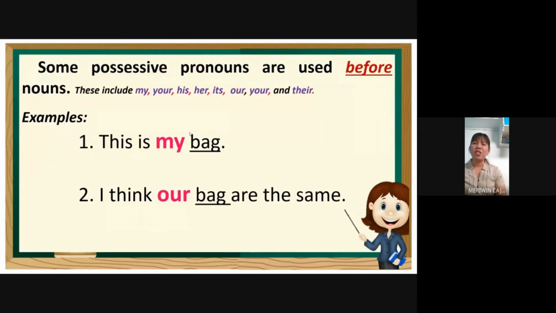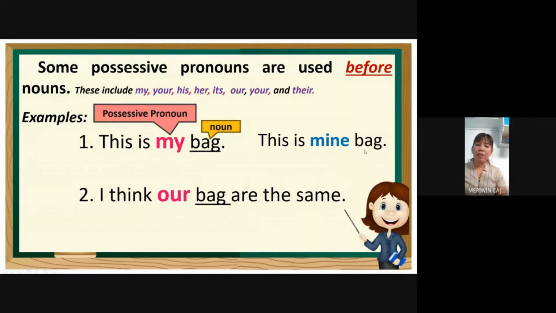Okay, for you to understand it well, I have your examples. Example number one. This is my bag. The possessive pronoun there is my, right? And then bag is a noun. Okay? So, therefore, we use my as our possessive pronoun because after that is a noun. This is mine bag. Do you think this is correct? Use the chat box. Not correct. Mine is not correct.